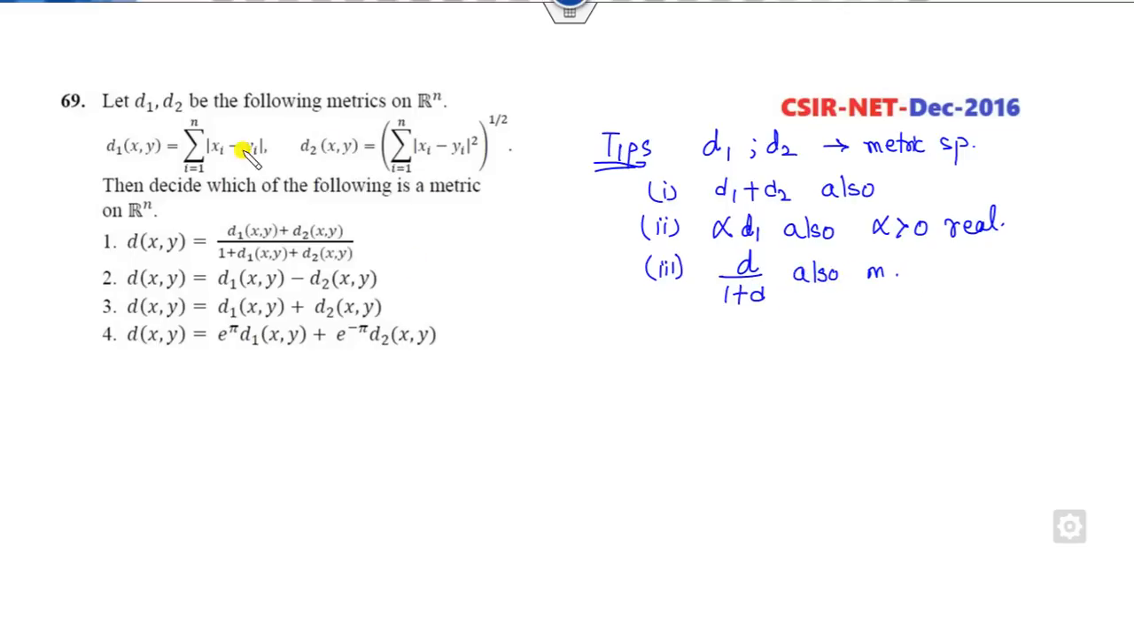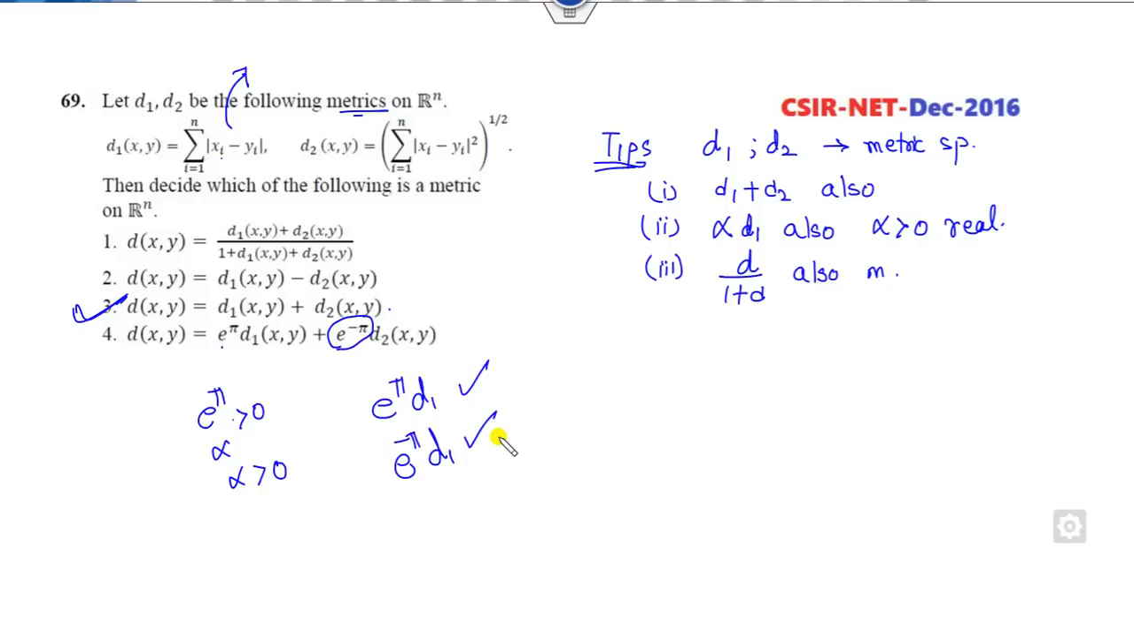Now look at that. These are the usual metrics, so these are metric spaces. So the sum of them is also a metric, which is the correct option. E to the power pi, which is greater than 0, is a real number. E raised to the power minus pi, again alpha greater than 0, a real number. So e raised to the power pi times D1 is also a metric. E raised to the power minus pi times D1 is also a metric.